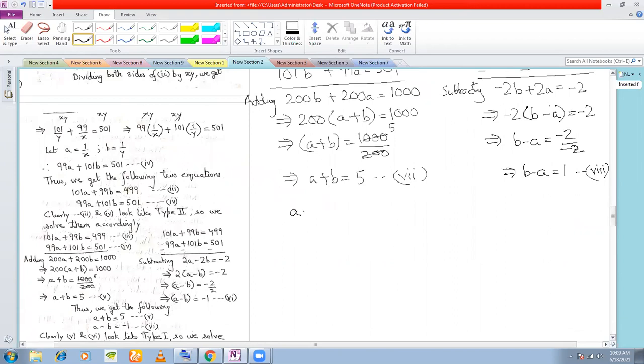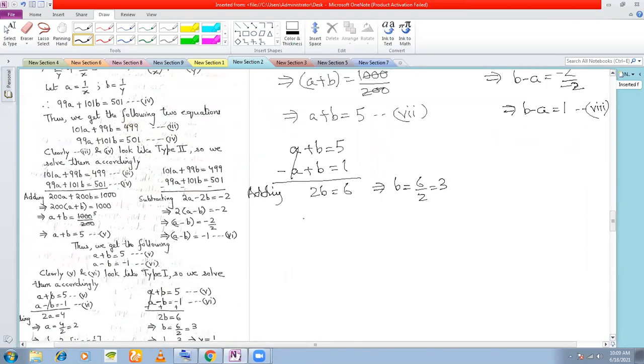So from the first one, you have a plus b is equal to 5. And from the second one, you have minus a plus b is equal to 1. Adding. This will cancel. So you get 2b is equal to 6. That means you get b is equal to 6 by 2, which is equal to 3. Now b, what have we taken? B we have taken as 1 by y. We put the value of b is equal to 3. So that means 3y is equal to 1. That means y is equal to 1/3.